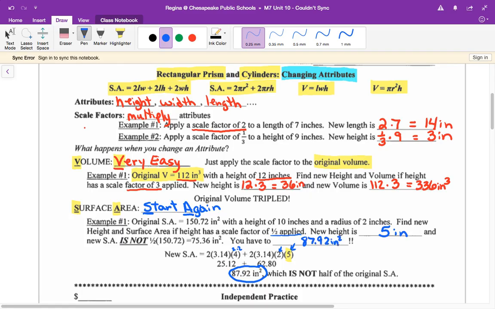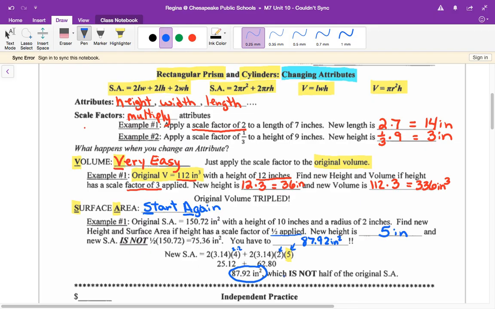And now we have 87.92 inches squared. If you're doing volume, it is very easy. Apply the scale factor to the original volume that you found. If they're asking you to do a scale factor on surface area, unfortunately, you have to start all over again and plug your new height into the formula. Notice, because we cut the original height of 10 inches in half, we have a smaller surface area, but it is not half.